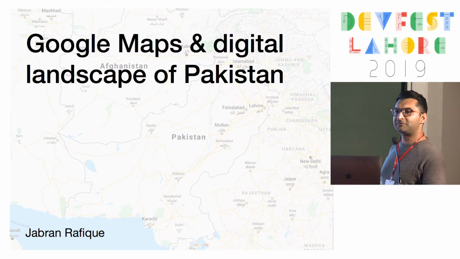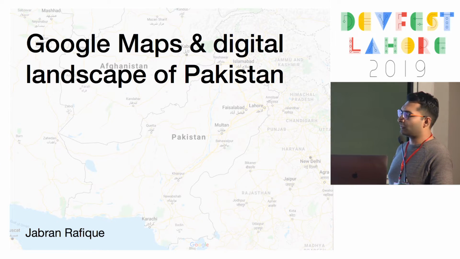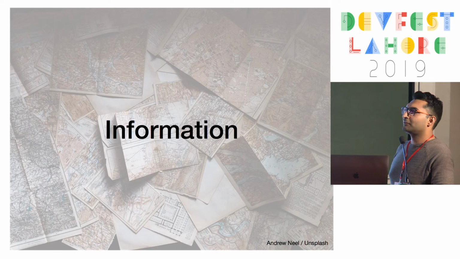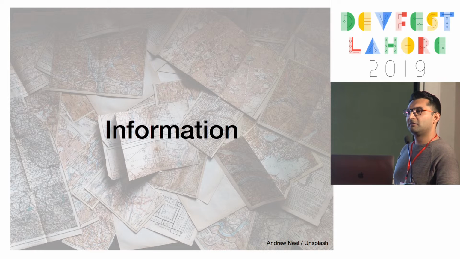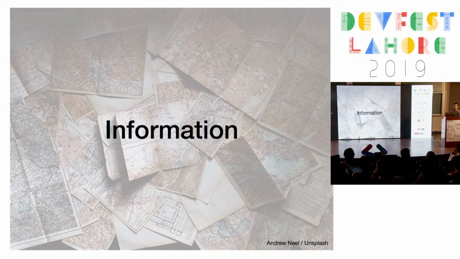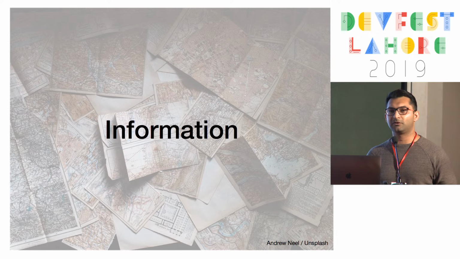So I'm talking about Google Maps in general and the digital landscape of Pakistan, the impact that Google Maps had on Pakistan. Starting simply: how do we get information today? With smartphones, or even not a smartphone, it's quite easy to get information, just a few taps away. This information could be in many formats: maybe we're looking for a personality, a country, or a local business.